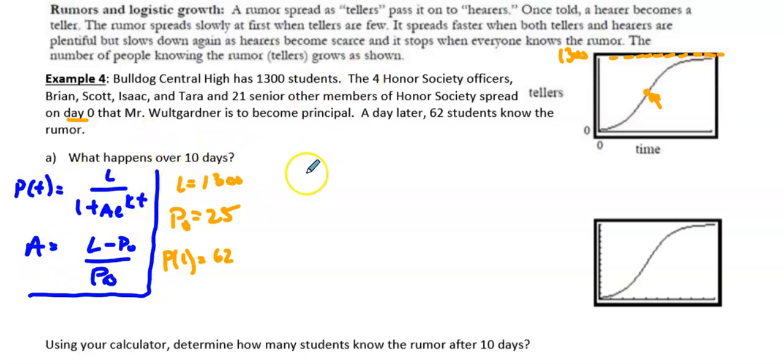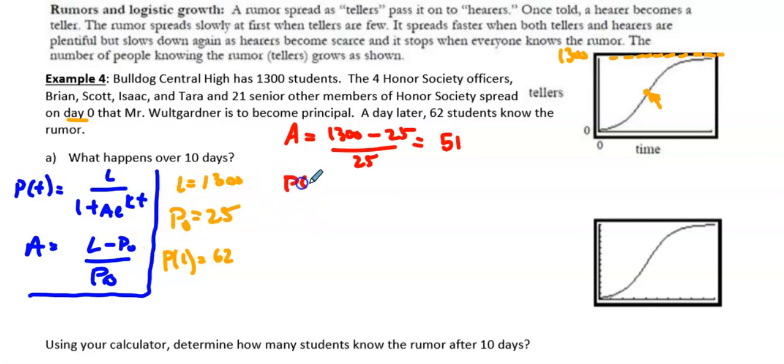So first thing we're going to do is use our equation that A is equal to our carrying capacity, which is 1,300, minus our initial population, in this case 25 people, over 25, and that's going to give us that A is going to be 51. We would use our calculator for this, cross multiply, whatever you want to do, but this is how we would solve the problem. So we're going to get 51. The next thing we're going to do is find the K.